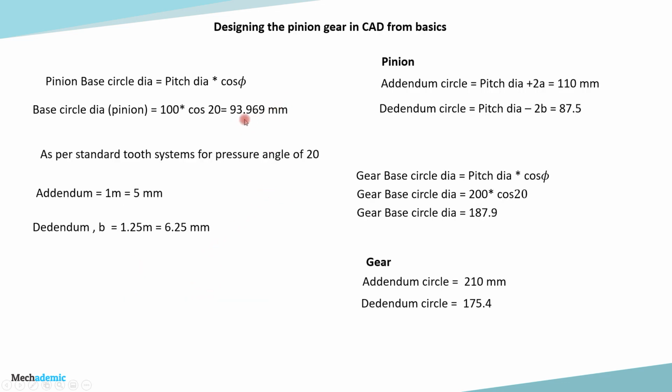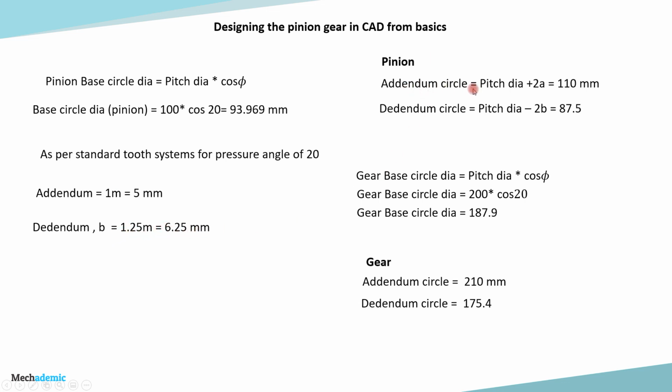Now let's calculate the specifications regarding the tooth. The base circle dia corresponding to the pitch dia is pitch dia into cos phi. So 100 into cos 20 is the base circle dia for the pinion, that is 93.969. The addendum circle is pitch dia plus 2 into A, where A is 1 into M, that is the addendum. A is 1 into 5, which is equal to 5 mm, and dedendum B is 1.25 into M, which is 6.25.